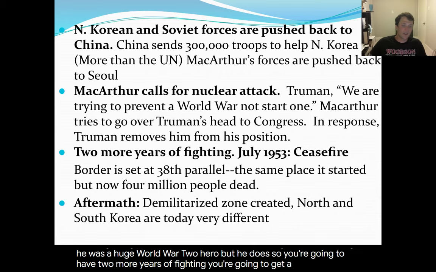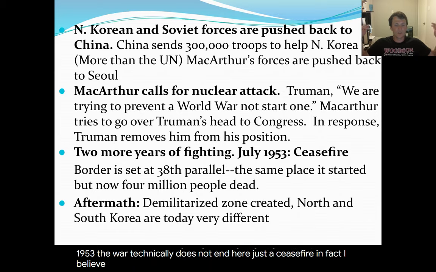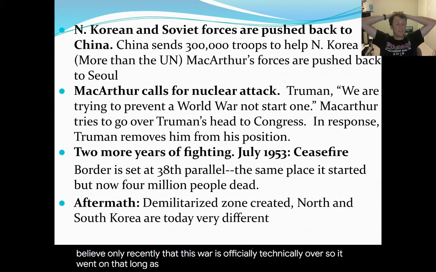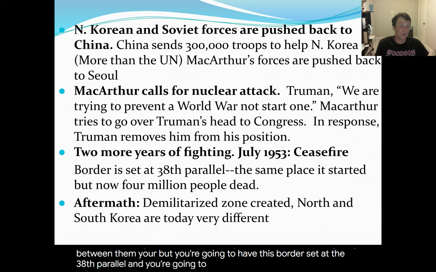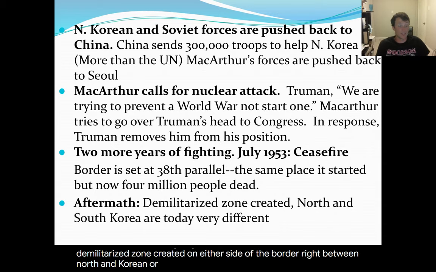You're going to get a ceasefire in 1953. The war technically does not end here. It's just a ceasefire. In fact, I believe only recently that this war is officially technically over. So it went on that long, I suppose, even though there was no active fighting between them. But you're going to have this border set at the 38th parallel, and you're going to have what's known as a DMZ, or demilitarized zone, created on either side of the border, right, between North and South Korea.